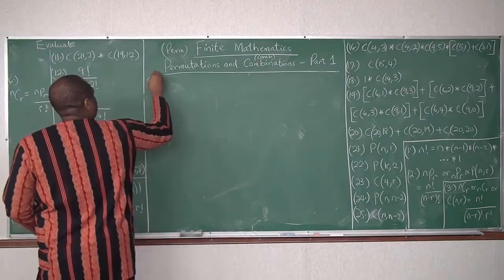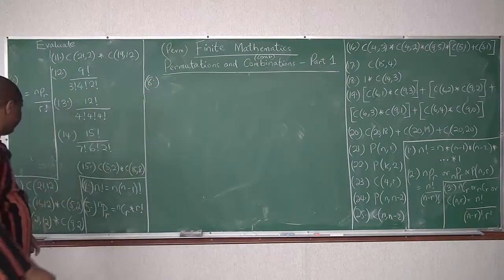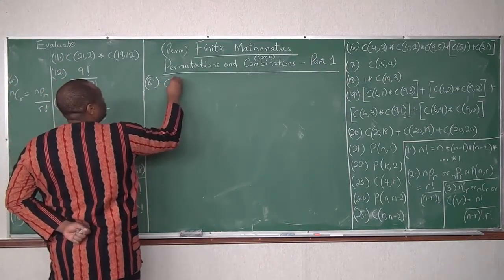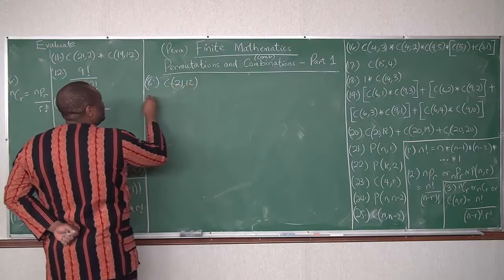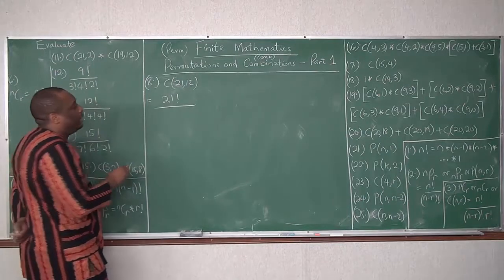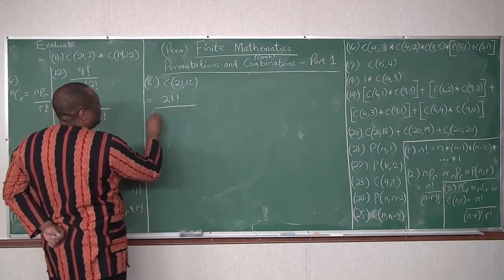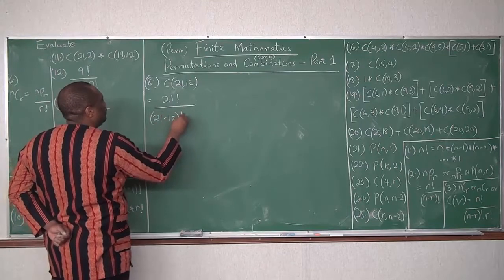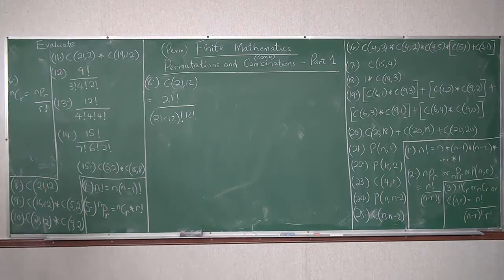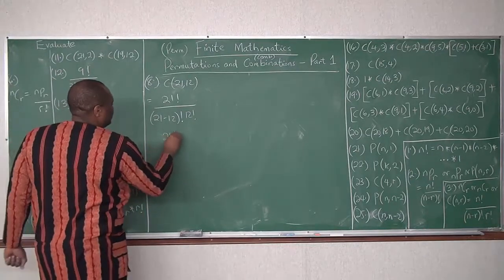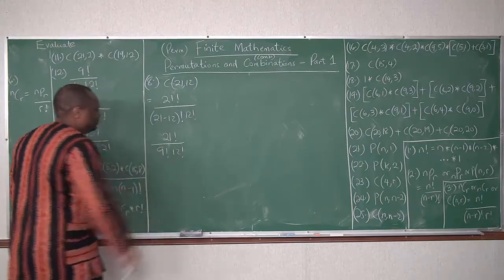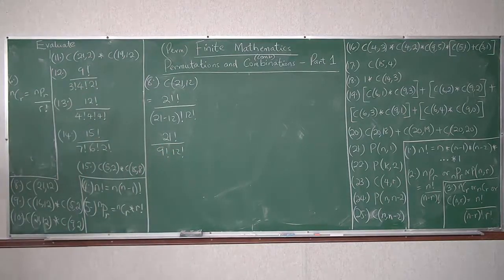Question 8 is what? 21 combination 12. 21 combination 12 is what? This is 21 factorial over 21 minus 12 factorial, then 12 factorial. So we now have 21 factorial over, this gives us 9 factorial, 12 factorial.